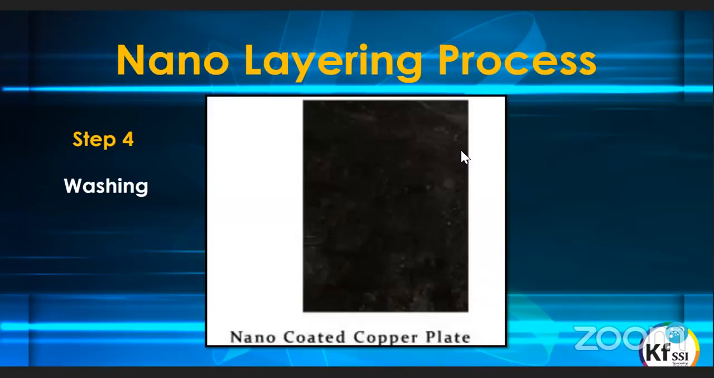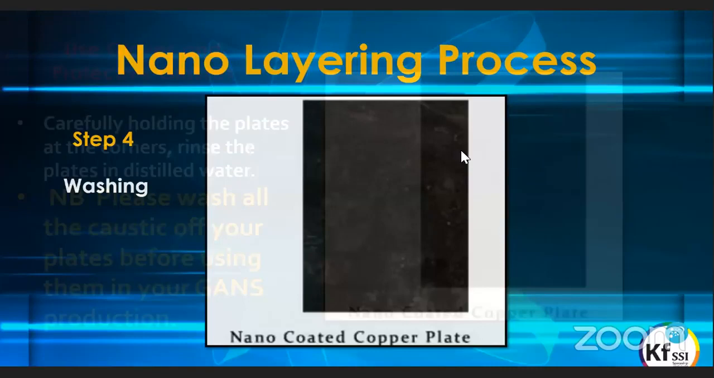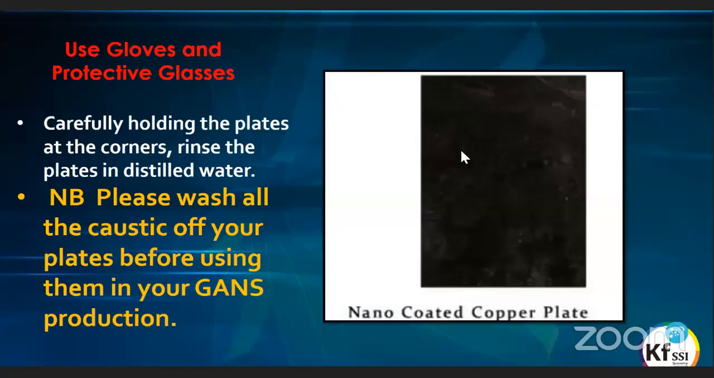And then washing, when you finish that process, just carefully hold the plates from the corners and rinse them gently with some distilled water. And please, particularly when you're going to be using them for GANS production, wash all that caustic off your plates before using them in that GANS production. Otherwise, you're going to introduce the caustic into your GANS. So they must be washed before use.